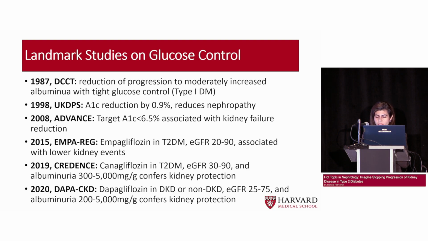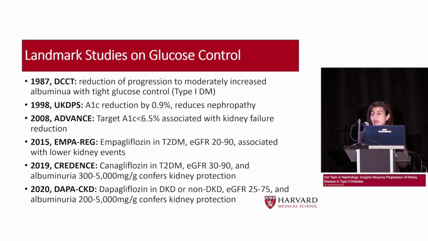Over 4,000 patients with type 2 diabetes were studied. They had albuminuria between 300 to 5,000 milligrams per gram. They were followed for over 2.6 years, and these benefits were really consistent across the eGFR groups, which really meant that you could initiate these treatments at eGFR levels as low as 30 in the CREDENCE trial.